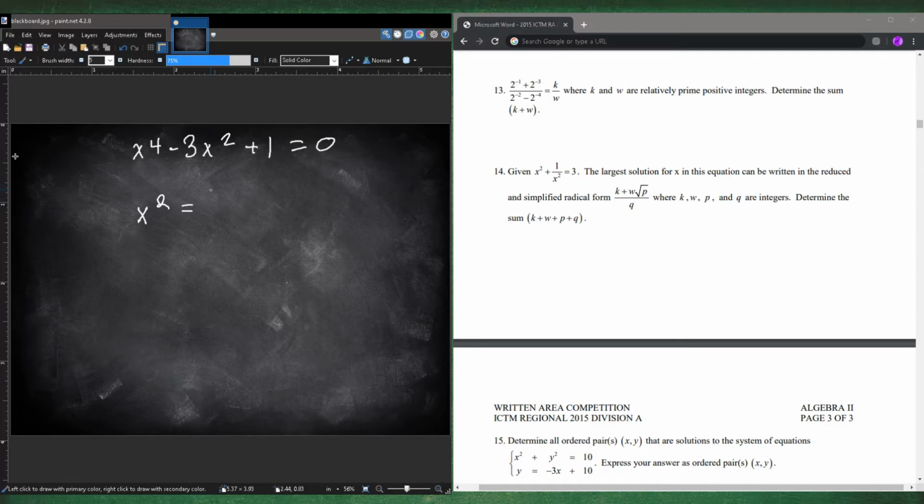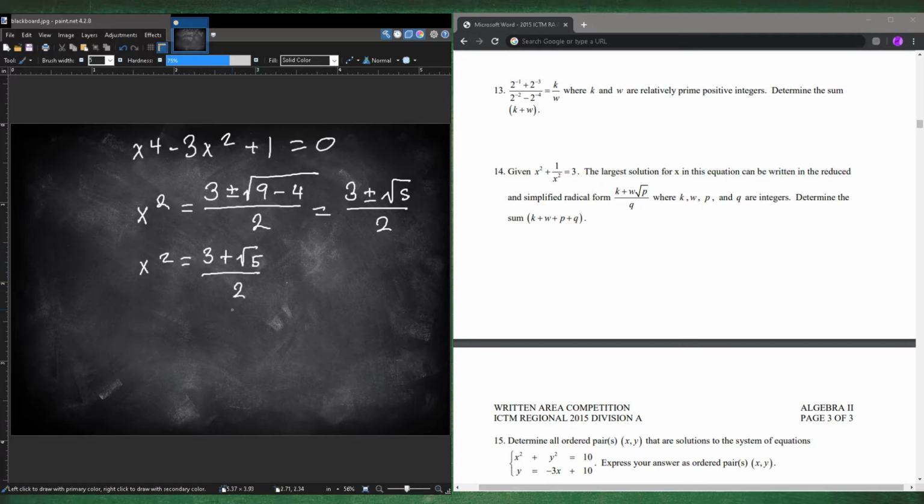So x squared is equal to negative b, so 3, plus or minus the square root of b squared, which is 9, minus 4ac, which is 4, over 2a. That simplifies to 3 plus or minus square root 5 over 2. Since they want the largest solution for number 14, x squared has to be 3 plus square root 5 over 2. You can't use the minus because 3 minus square root 5 will make it smaller, while 3 plus square root 5 will make it bigger. Since we're looking for the largest, we think about it logically and say that it has to be a plus.